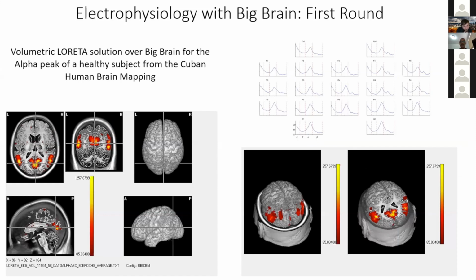And the solution we are looking at here is for a normal subject of the Cuban Human Brain Mapping project. So this is the estimation of the solution for the alpha peak. You can see at the top right the spectra at the electrode, at the scalp, and the solution we are showing here is at the alpha peak. In this, you can see that there is a very good solution for a normal person in this case.